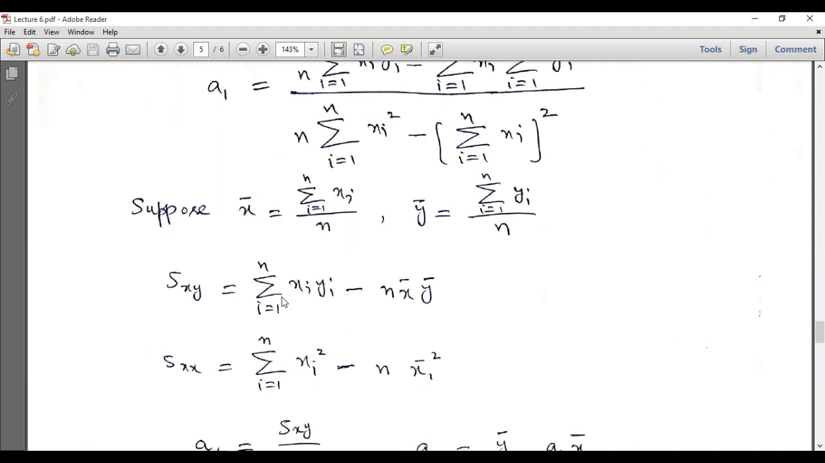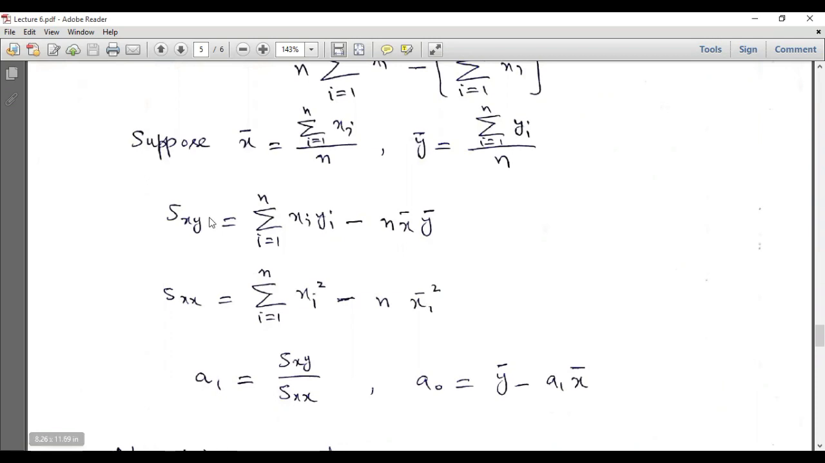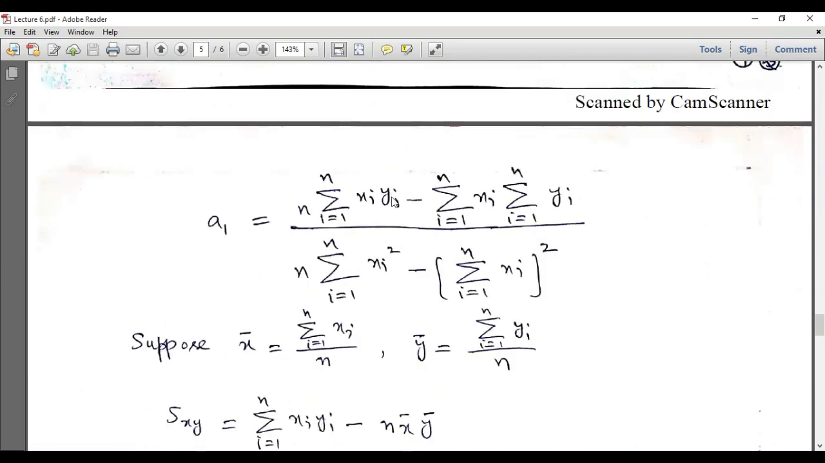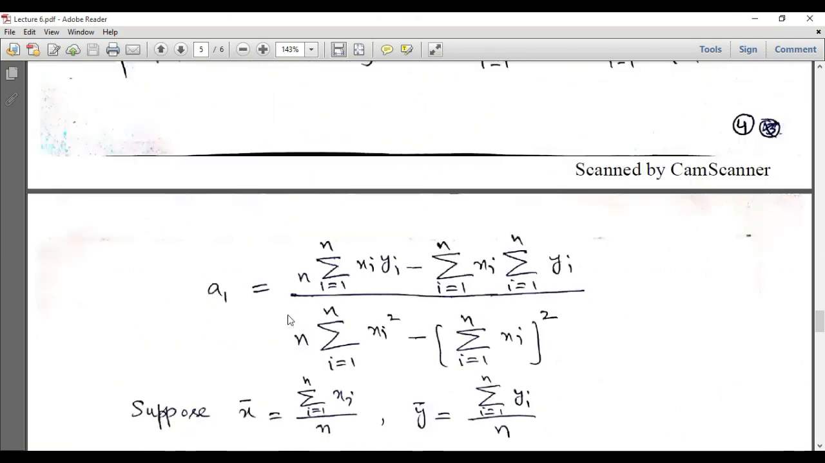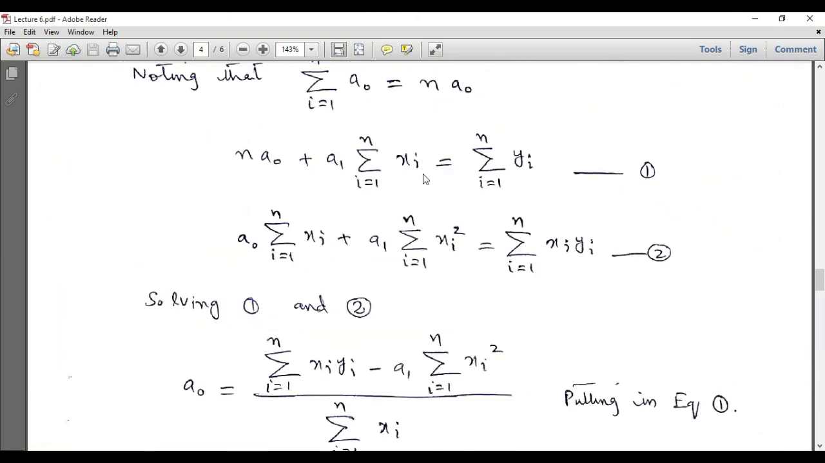So the numerator term is equal to this summation minus n times x bar y bar, and the denominator term is equal to this summation minus n times x bar square. So a1 will be equal to Sxy divided by Sxx. And now we can substitute this value of a1 into the first equation. So this is our first equation, and from here we can calculate the value of a naught.